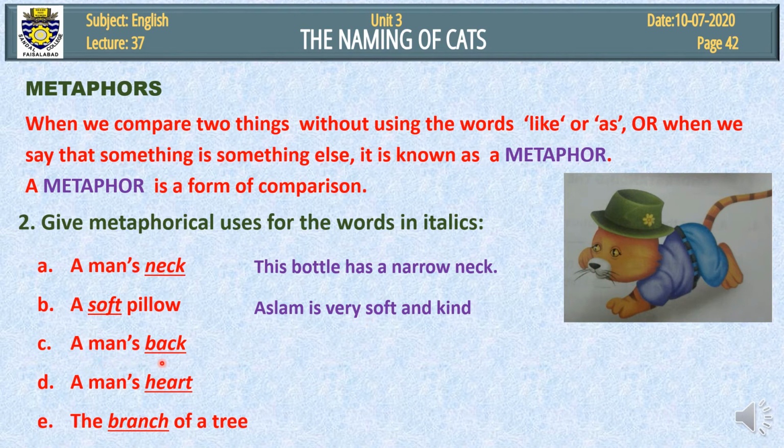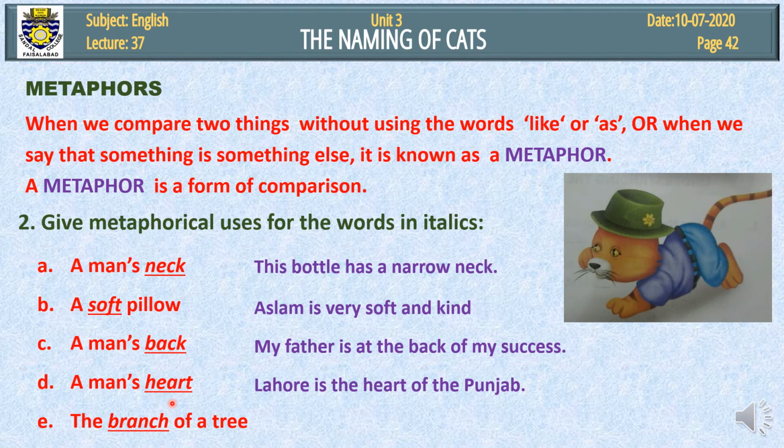C. A man's back. This is the literal meaning and this is the metaphorical meaning. My father is at the back of my success. D. A man's heart. This is the literal meaning, जो उसका बुक मीनिंग है, जो उसका असल मीनिंग है, इंसान का दिल. Now the metaphorical sentence: Lahore is the heart of the Punjab. Here it means center of attraction of Punjab.